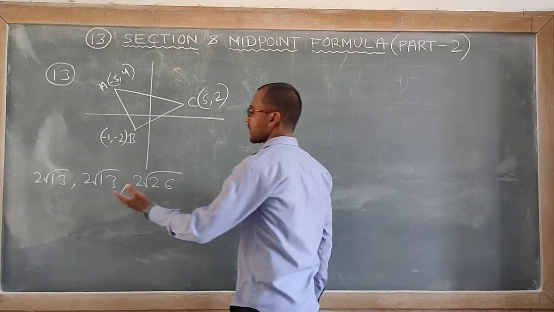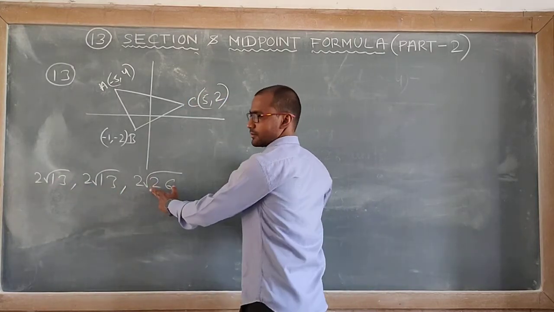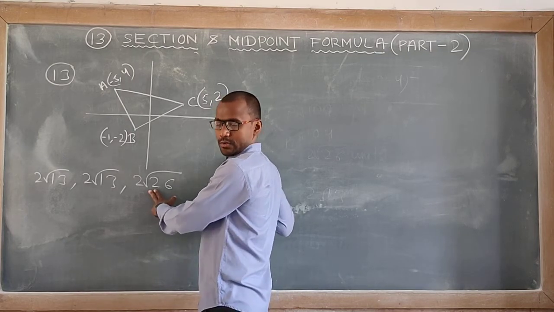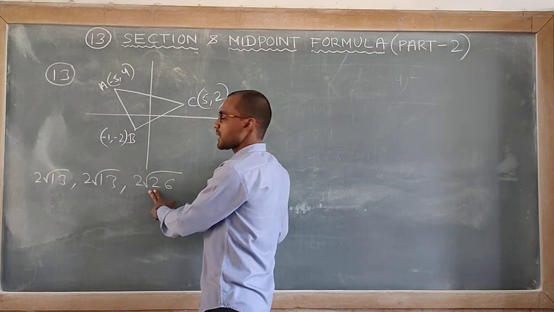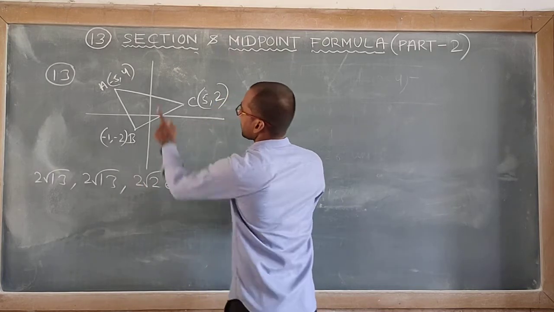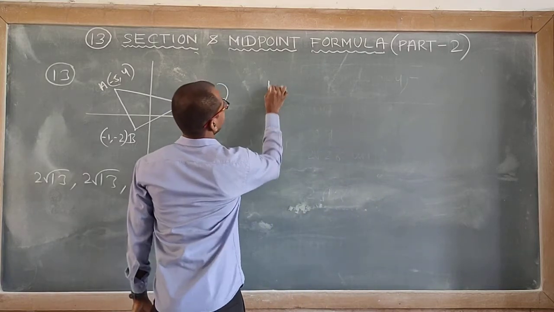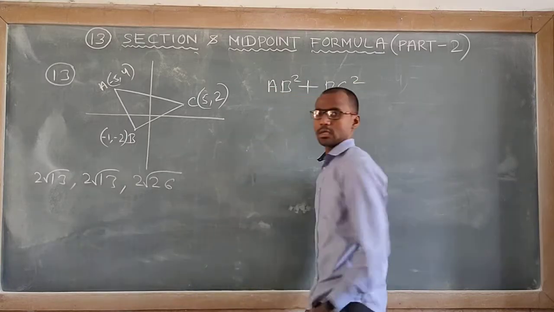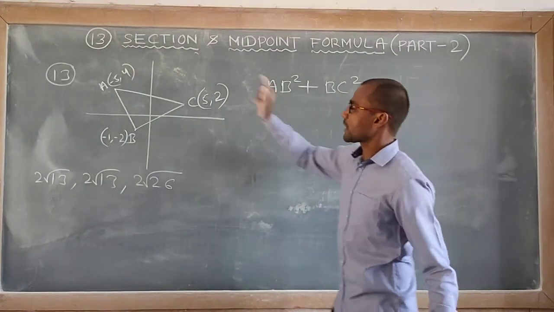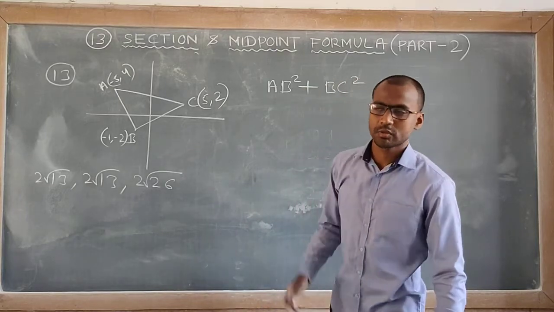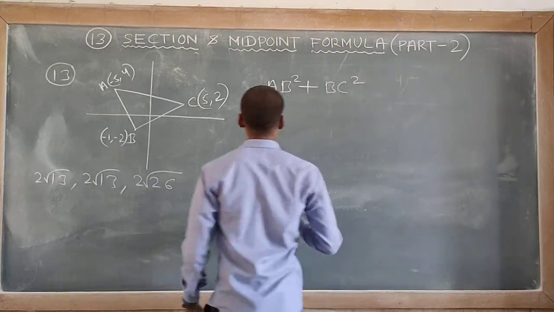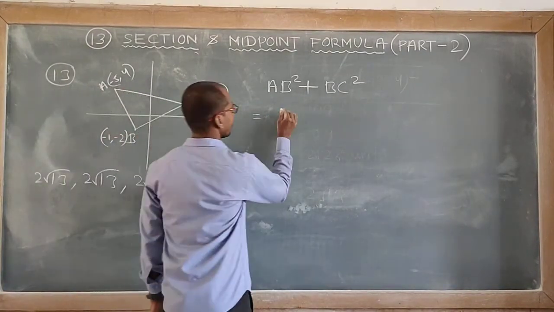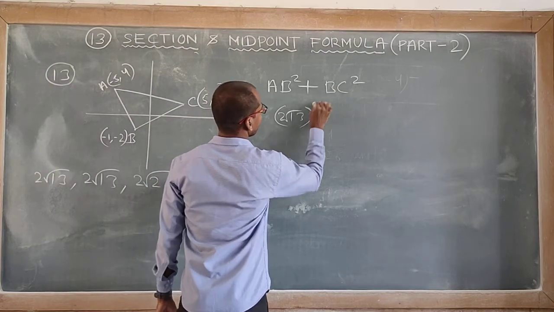If we compare the three sides, this side is the greatest. If this side is the greatest, then this might be the hypotenuse, because hypotenuse is the greatest side in a right triangle. So this might be the hypotenuse, means AC. So let us put AB square plus BC square. If we get AB square plus BC square is equal to AC square, then it is a right triangle, because Pythagoras theorem is applicable here. What is AB square? 2 root 13 whole square.